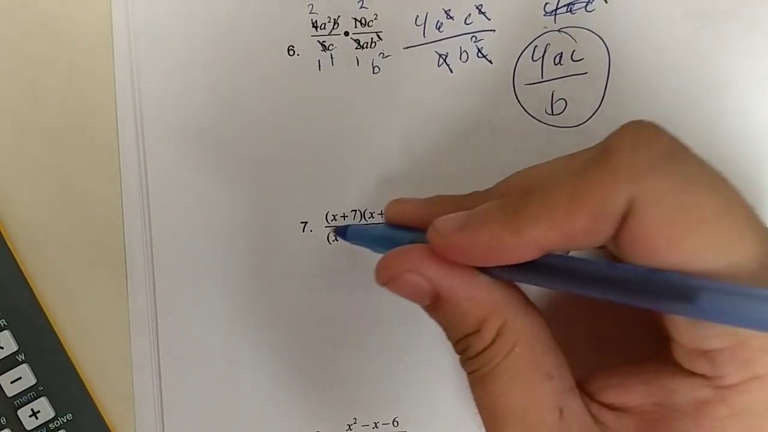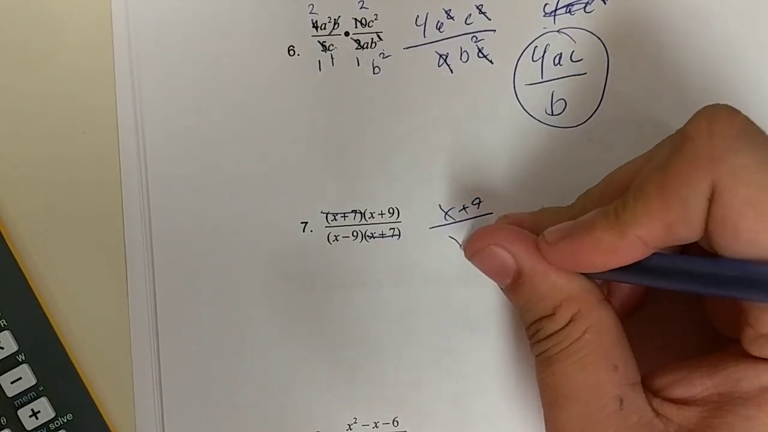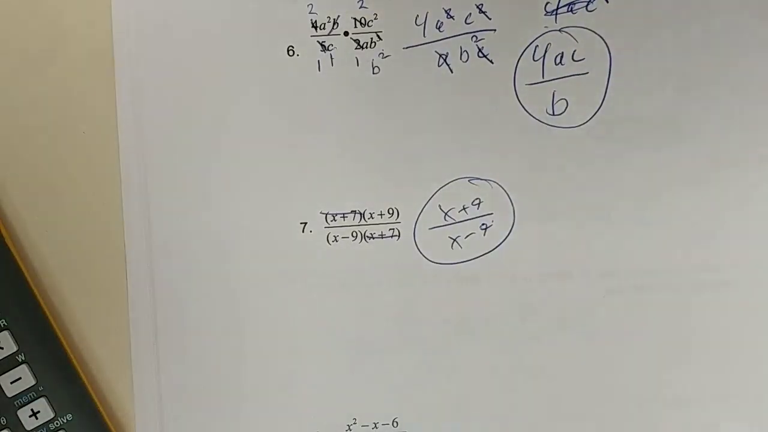Next one. Let's cancel out what looks exactly the same. So the x plus 7s look the same, so I'm going to cross those out. Now I have x plus 9 over x minus 9. These don't look the same. Because they're not exactly the same, you cannot just cancel them. So you're done there.